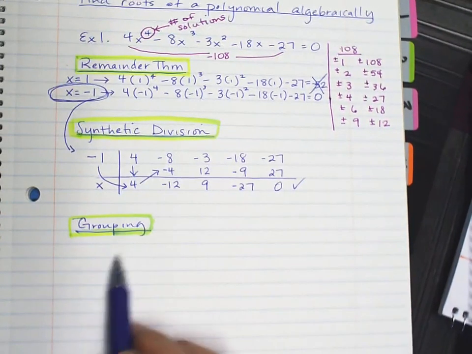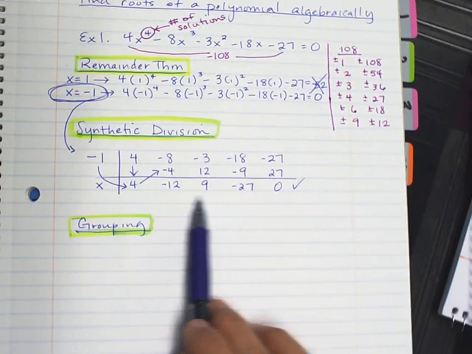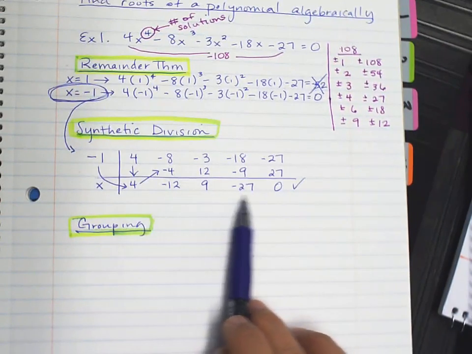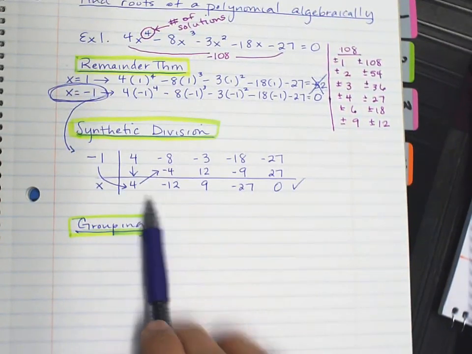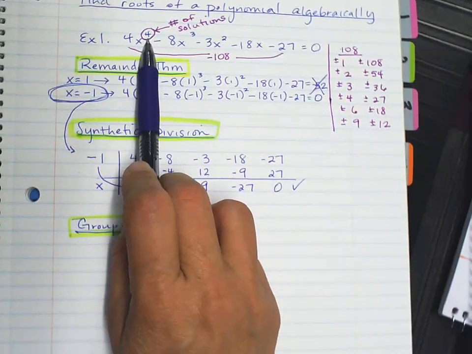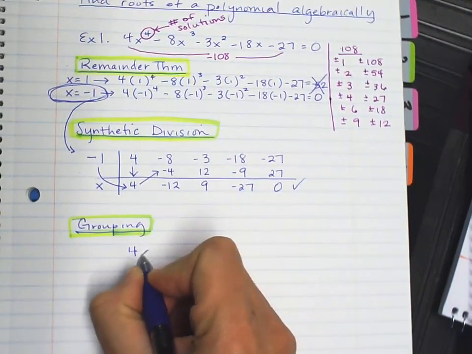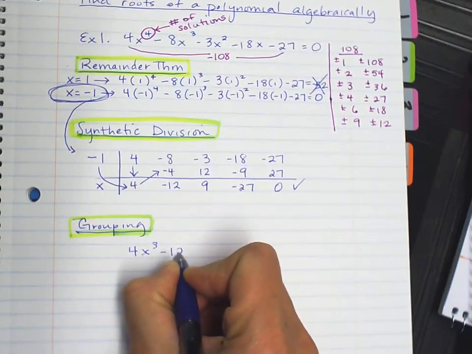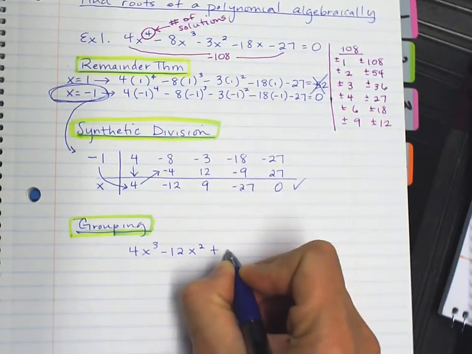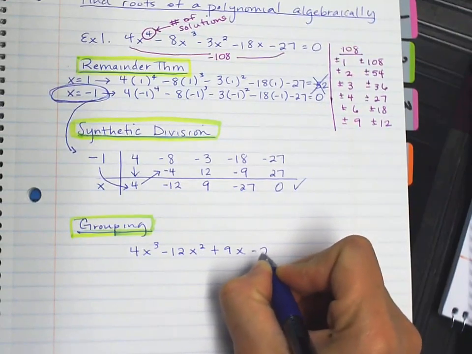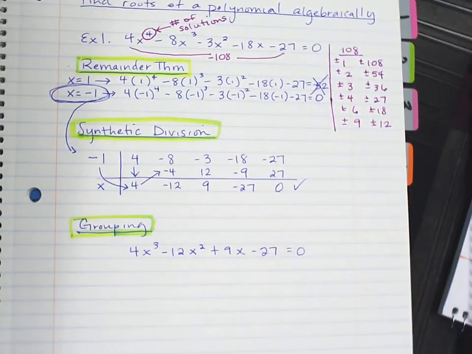Okay? Now, what is our equation? What exponent do I start off with here? Remember, we go down 1. Okay, so this is going to be x to the third. So it's 4x to the third minus 12x squared plus 9x minus 27 equals 0.